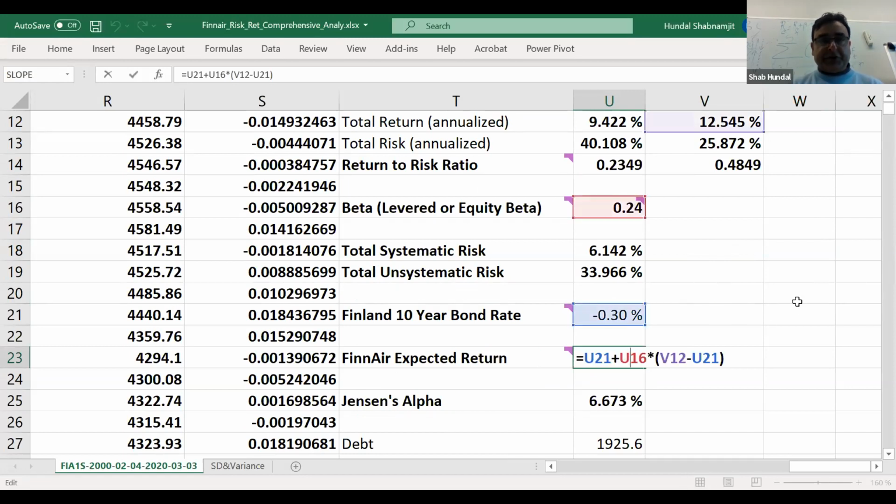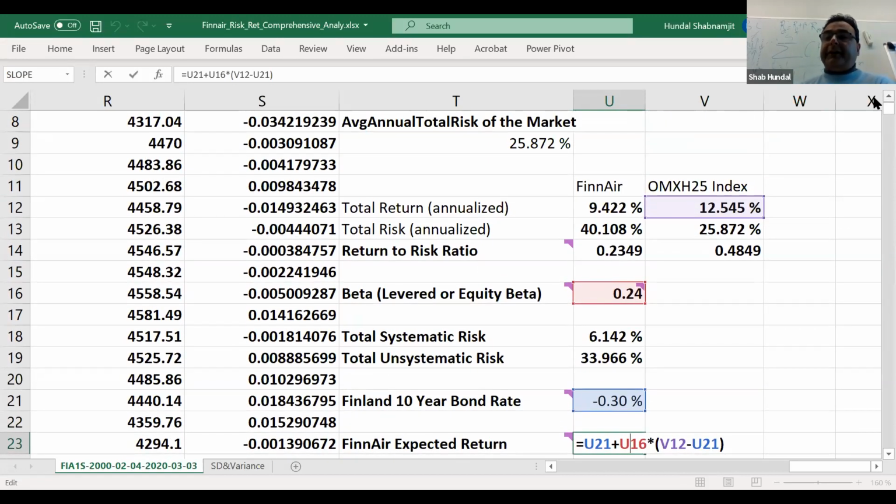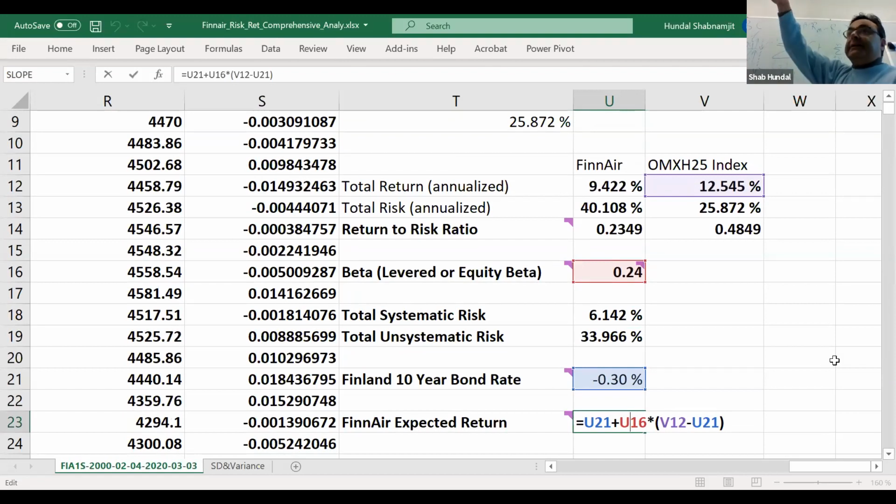Yeah, minus U21, which is again the risk-free rate. You can see 12.545 is the market's value, the market return. So you can see that everything is now visible in the formula. And compare this formula with this model, the CAPM model.